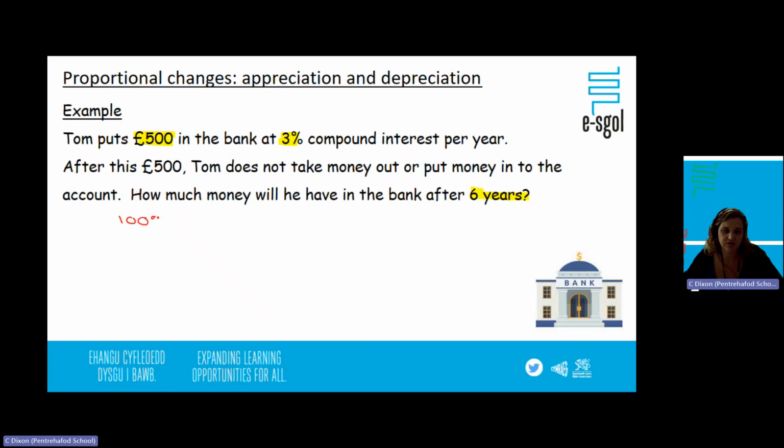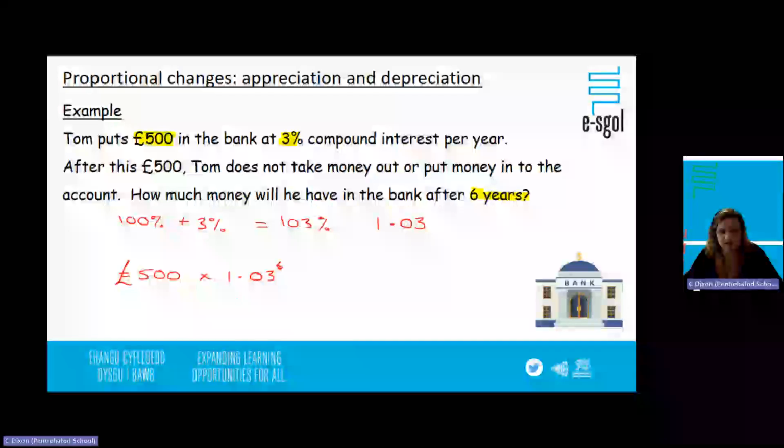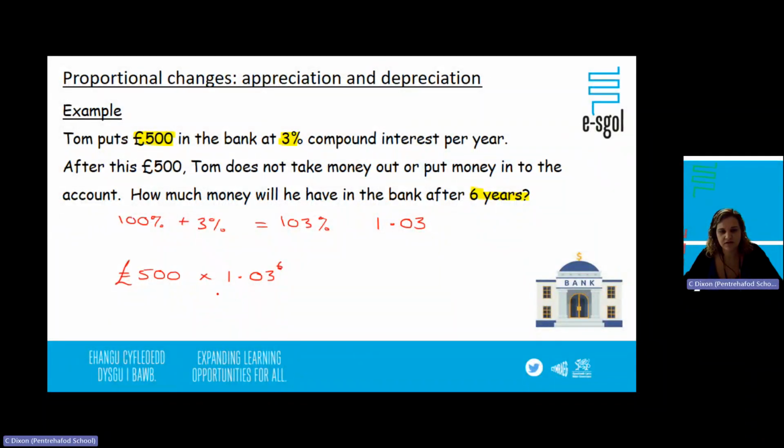Because interest is added on to your account, it's 100 plus 3% for the multiplier, which is 103%, which has a decimal 1.03. The amount that we started with is £500. We're going to write that we're multiplying by this multiplier, so times it by 1.03. That's what we've done previously, but we've got to bring in the fact that we've got 6 years as well. Now 6 years is the power, and it's only for the multiplier. You don't put the power on the money. It's just the multiplier. So it's 500 multiplied by 1.03 to the power 6.